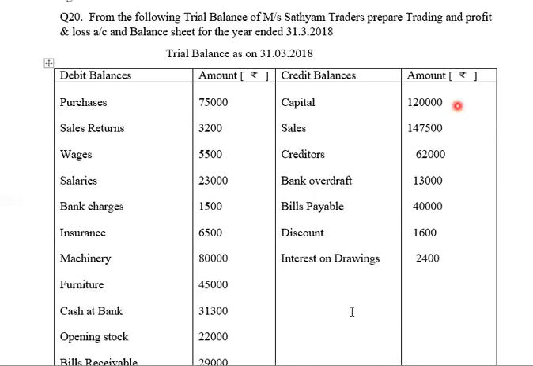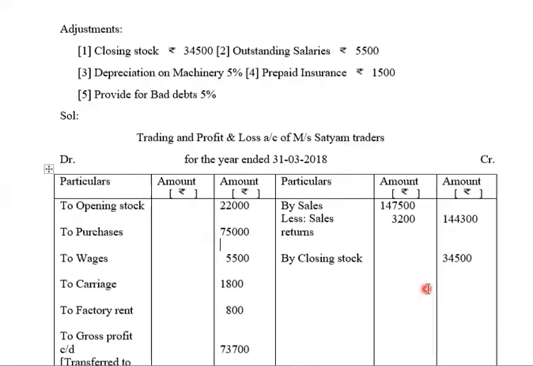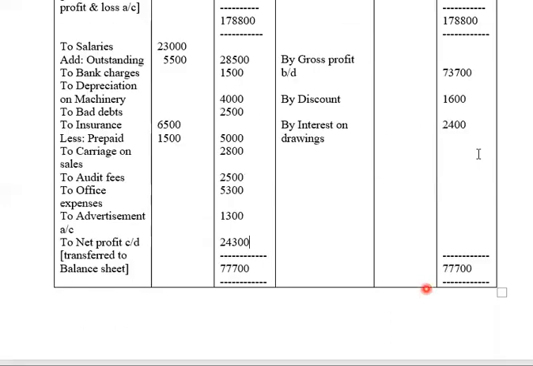Then we have interest on drawings 2,400. Interest on drawings is an income. It will be shown on the credit side of the profit and loss account as by interest on drawings 2,400 rupees.